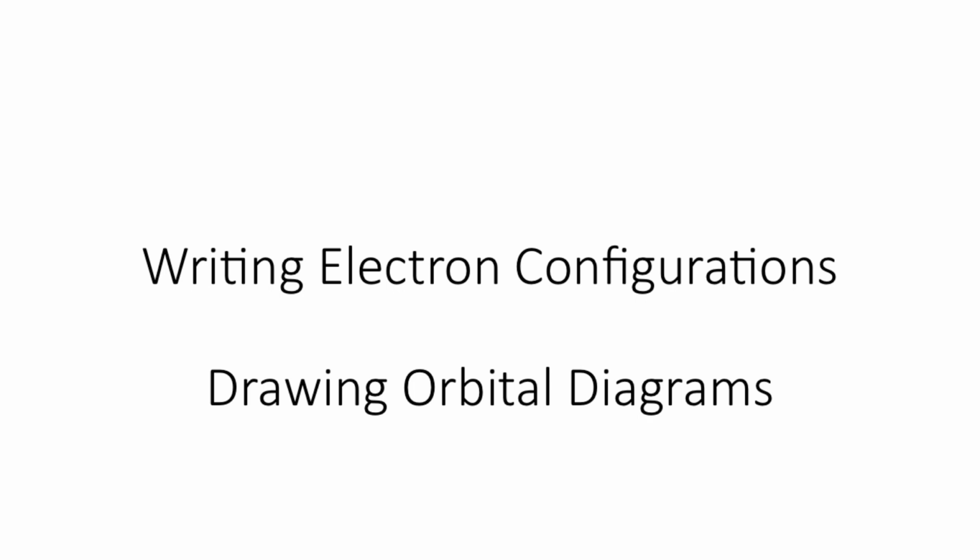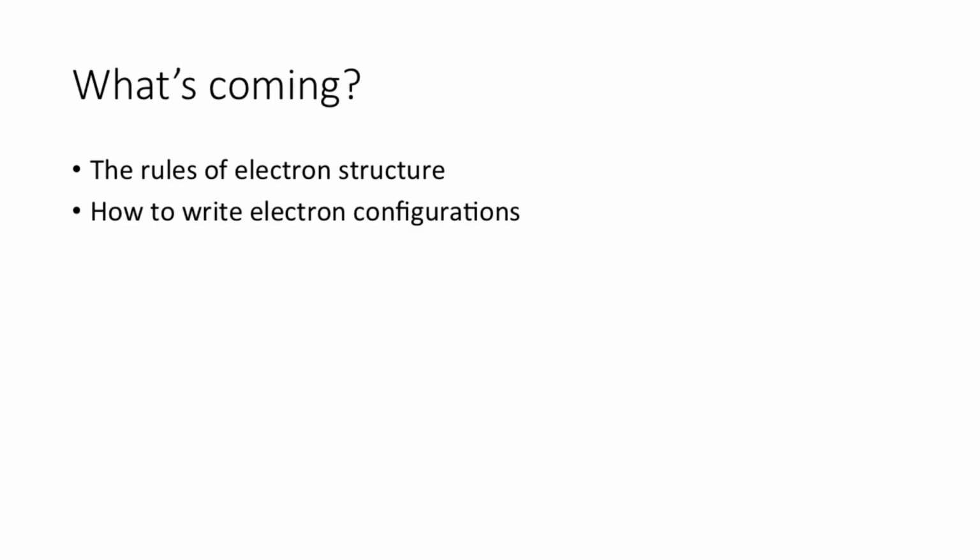Hi there. Today we're going to discuss a very critical skill in chemistry as well as the underlying concepts. We're going to be looking at electron configurations and orbital diagrams. So in order to do this, we're first going to go over some of the underlying rules of electron structure, followed by a discussion of how to write electron configurations as well as how to draw orbital diagrams.